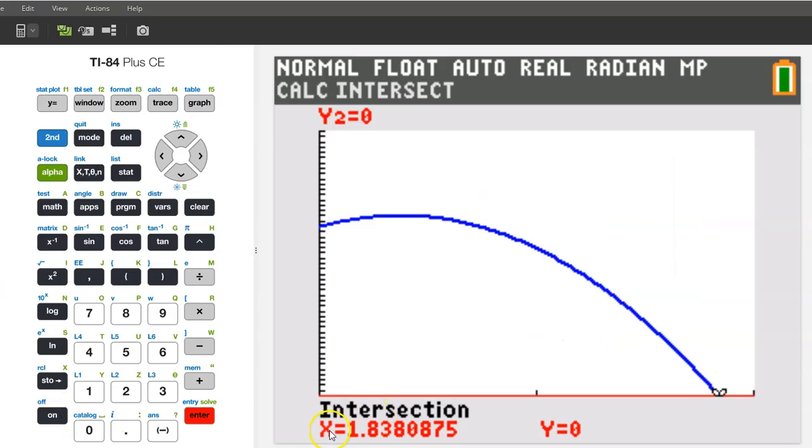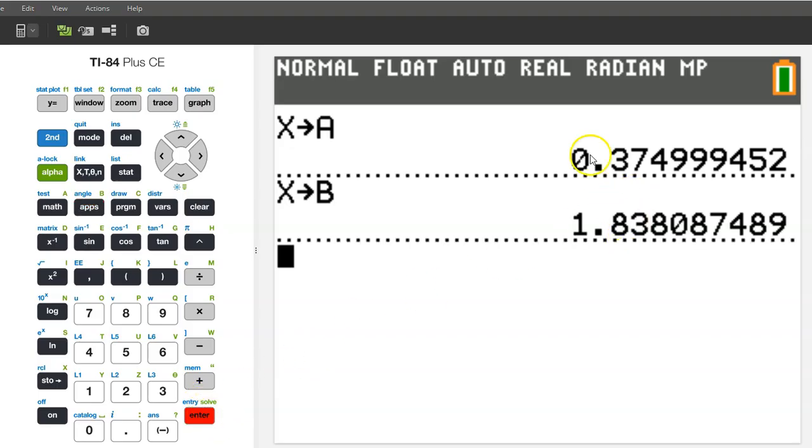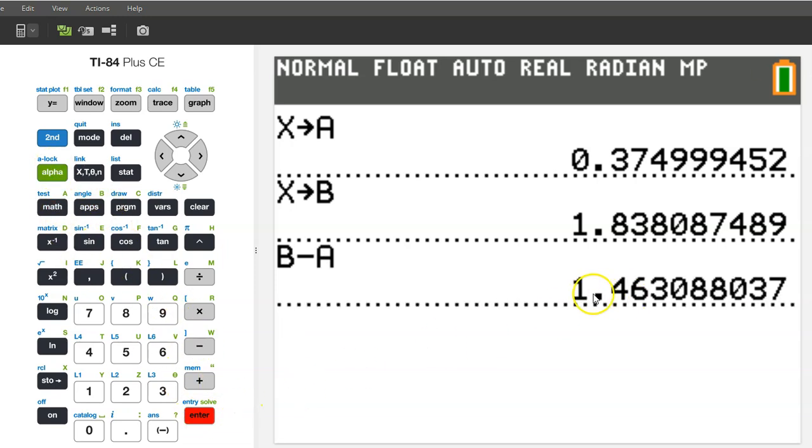Let's practice storing this X value into a letter. Quit your way out of here, hit the X button, hit the store button, and pick a letter. Let's use letter B. So to find the difference between these without using the rounded values, we can now do B minus A. So we will do alpha B minus alpha A. So the answer is 1.463.